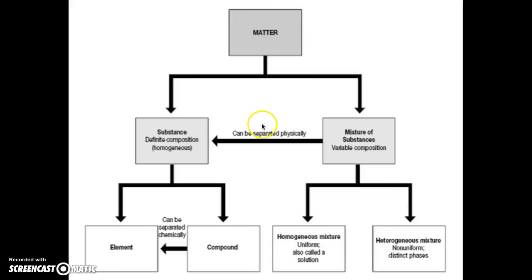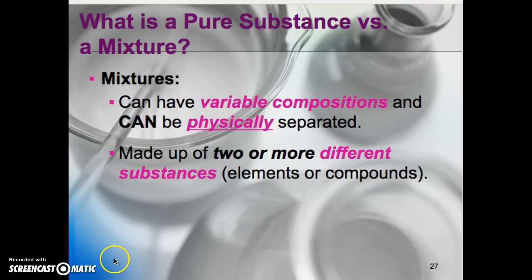In the last video, we talked about the left-hand side of the matter chart. Now we're going to look at the right-hand side, mixtures. What are mixtures and how do we separate them? A mixture is something that has a variable composition and that you can separate physically. It's made up of two or more substances.